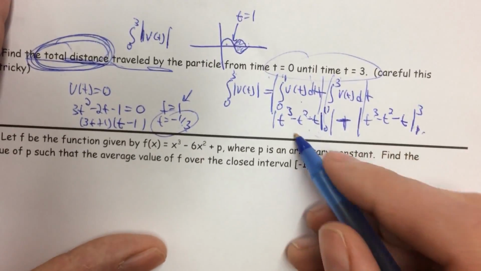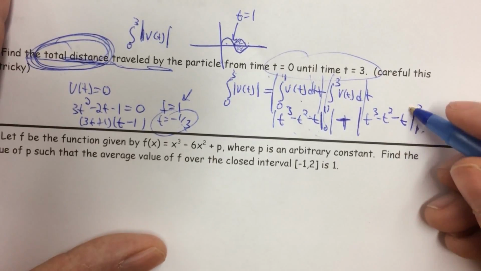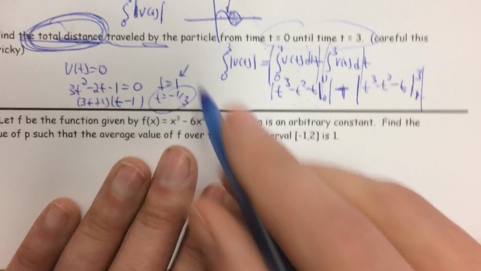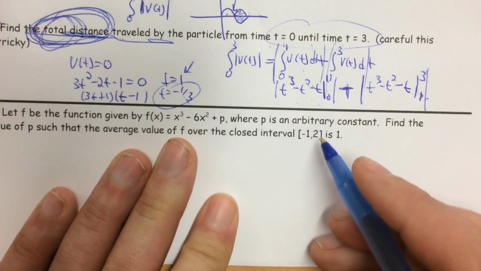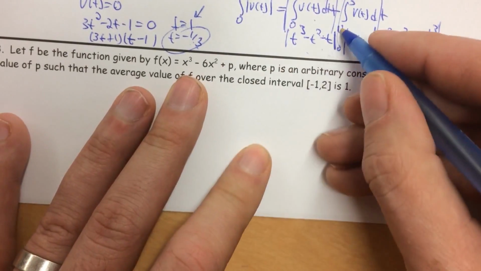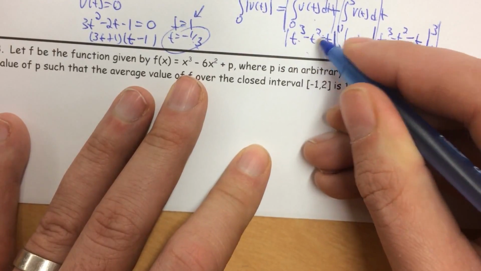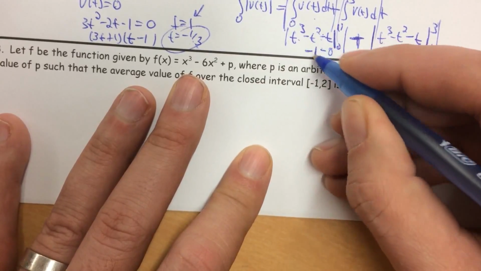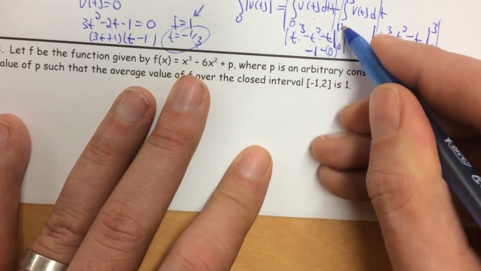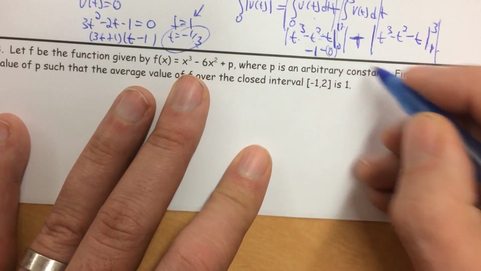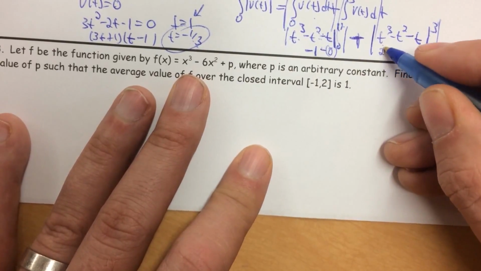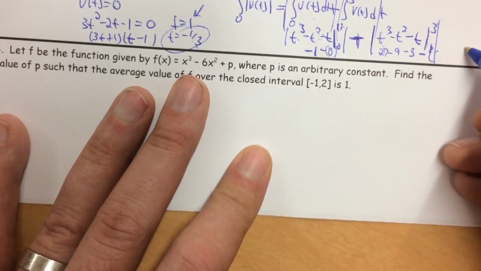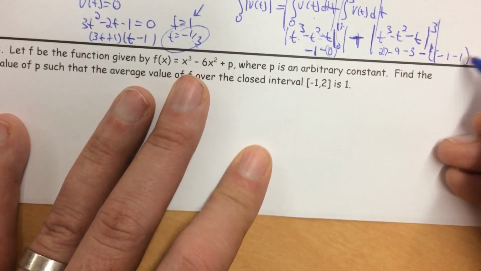The reason we're doing this is that one of these is going to be positive and one's going to be negative, and so we're going to end up taking the absolute value of it to make them both positive, because we want the total distance. We don't care whether it moved backwards or forwards. So this is 1 minus 1 minus 1. This is negative 1 minus 0. So that's with 1 plugged in, minus with 0 plugged in. This one is 27 minus 9 minus 3 minus 1 minus 1 minus 1.